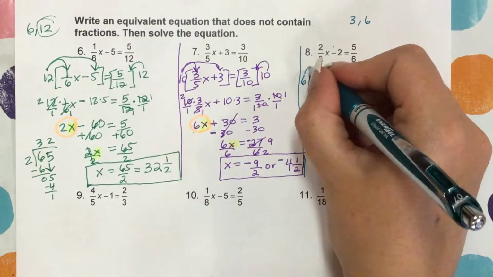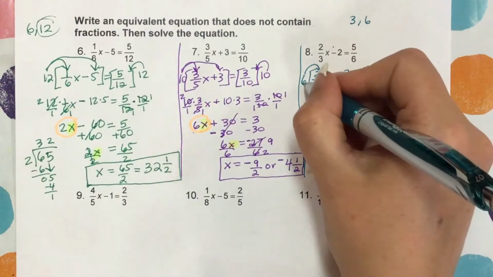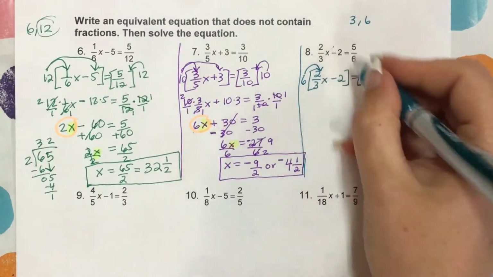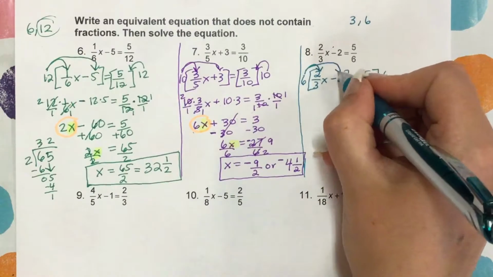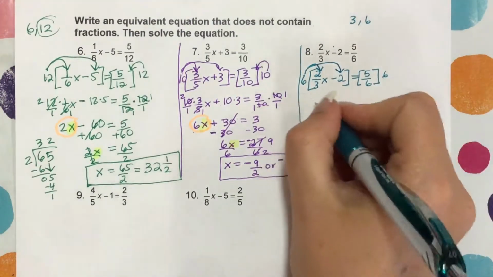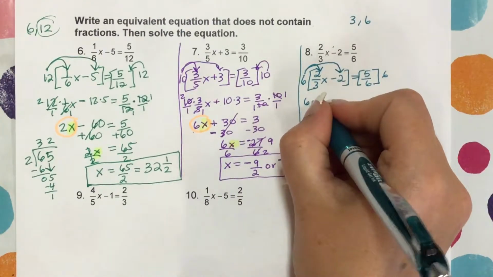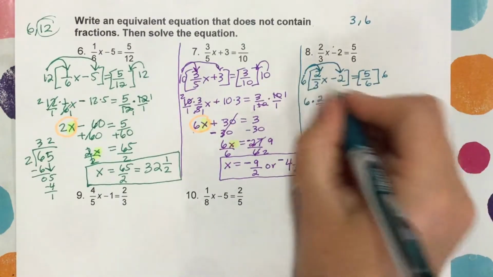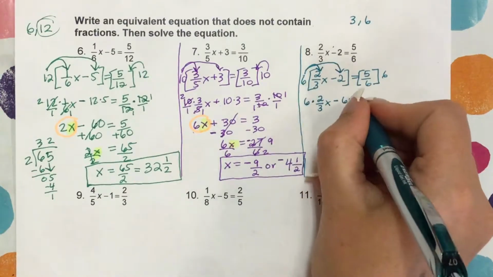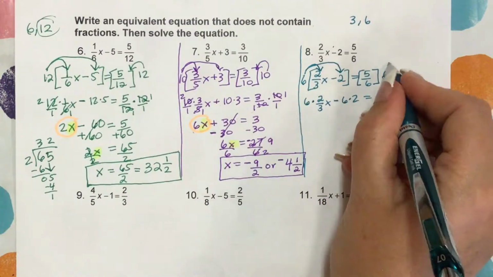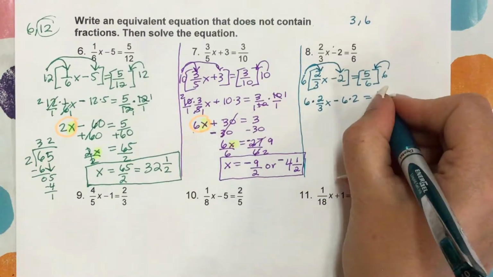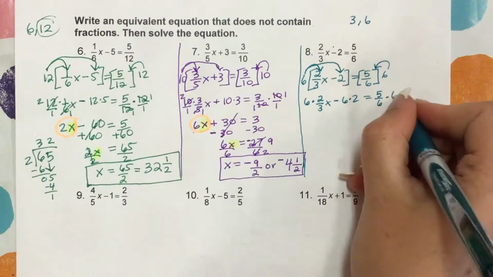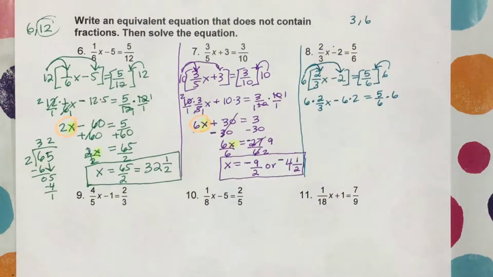Now I'm multiplying, so I'm going to use the distributive property. I have to distribute this 6 to both things: 6 times 2/3 x and also 6 times negative 2. So I'm going to rewrite that. 6 times 2/3 x minus 6 times 2 equals, I'm going to multiply 5/6 times 6. Now I just do these individual little problems.